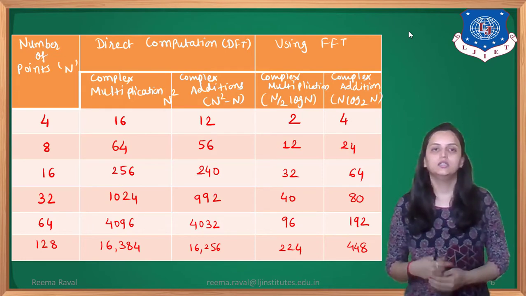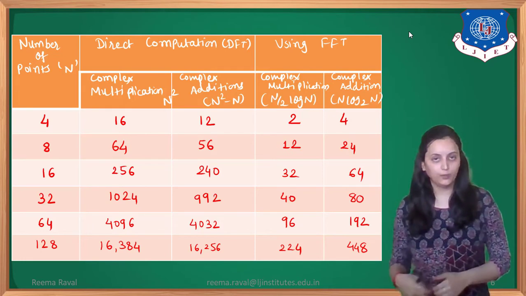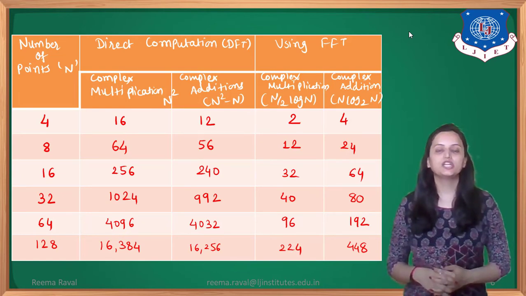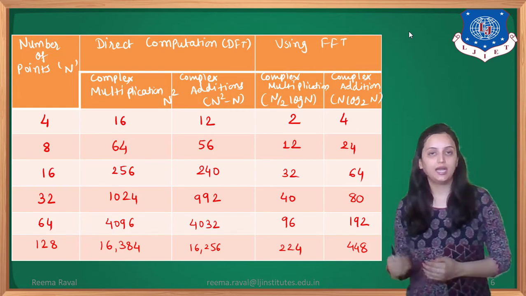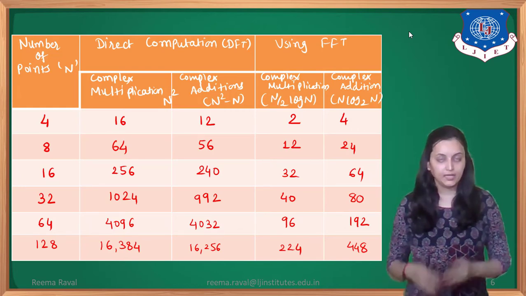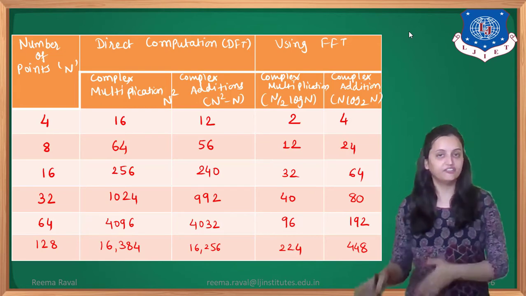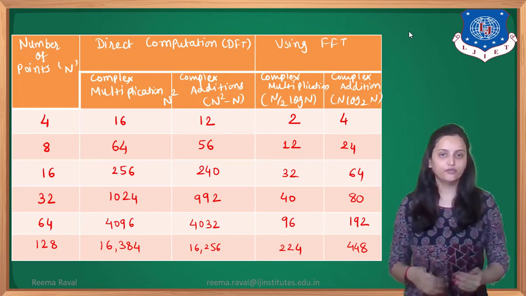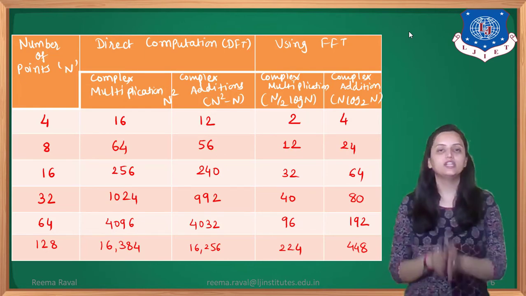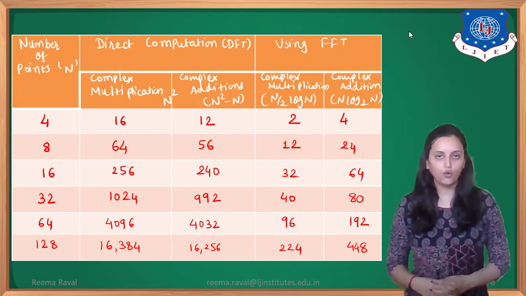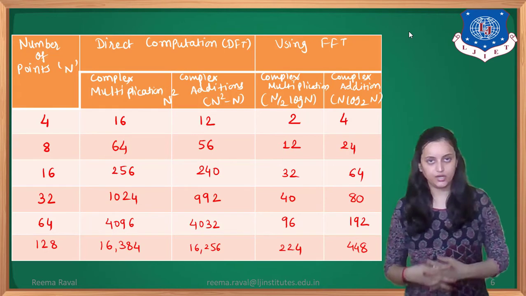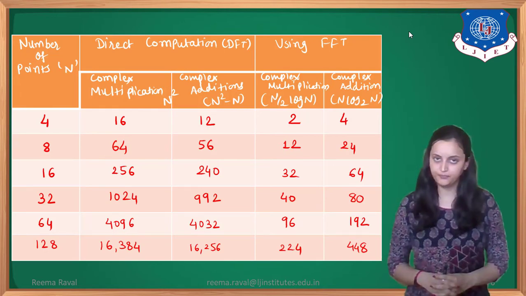Next is N equal to 128, that is 128 points. For that, complex multiplications are 16,384 and complex additions are 16,256. If we compare this with the FFT case, it is 448 and 896 respectively, which is reduced drastically and which directly reduces the load on the Fourier transform based calculations, or as you can say, the load on the DSP processor.